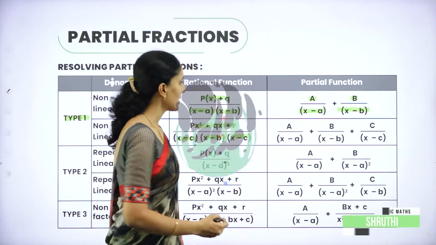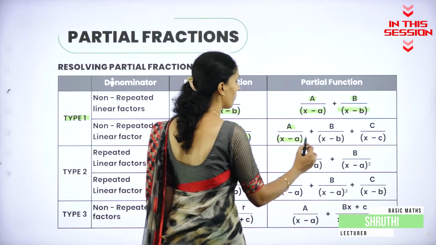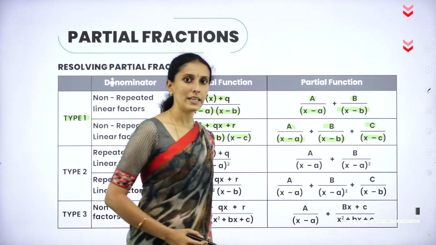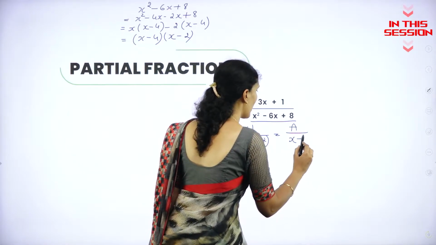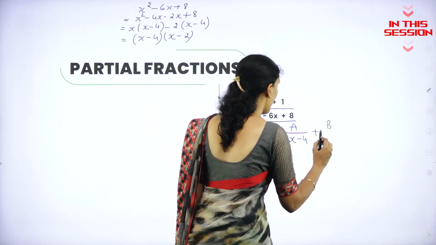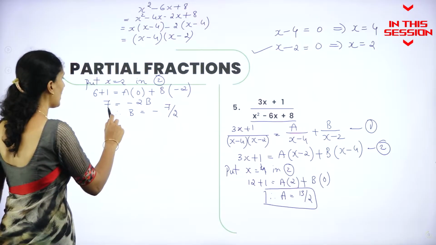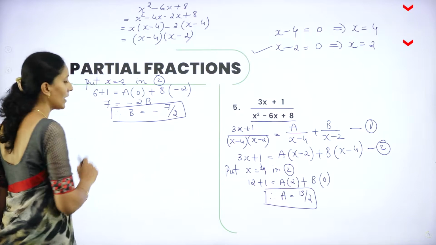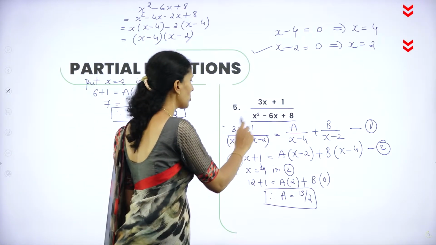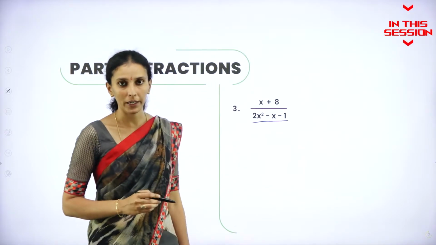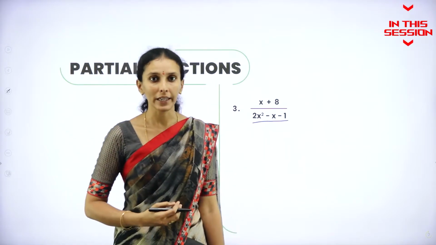Then you can express it as a sum of three partial fractions: a by x minus a, b by x minus b, c by x minus c. A divided by x minus 4 plus b divided by x minus 2. Take this as equation 1. So substitute the value of a and b in equation 1. Whenever you have a quadratic equation in the denominator, just split into two linear factors.